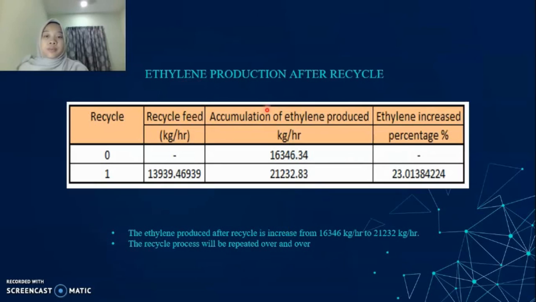Next is the production of ethylene after recycle. After the first recycle, we can see that it is increased from 16,000 to 21,000. When the recycle process is repeated over and over, there will be an increase in the production of ethylene in the end.